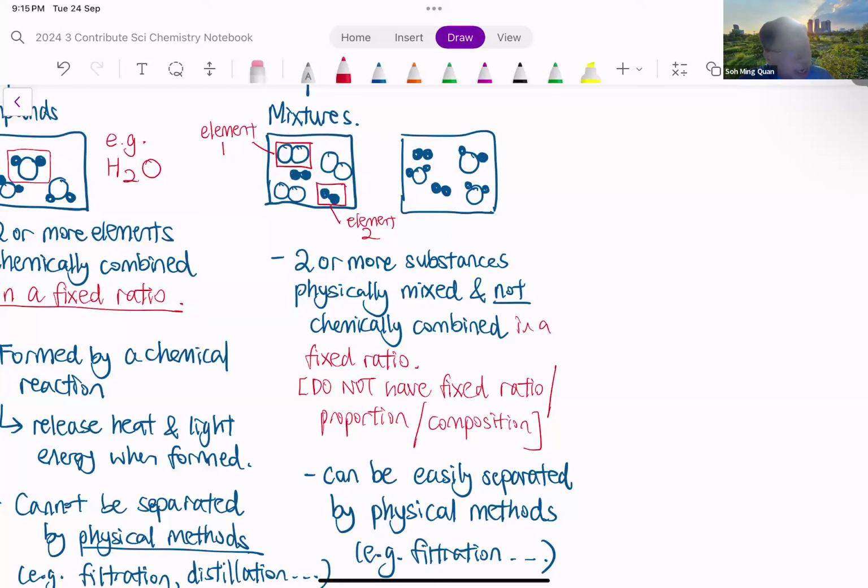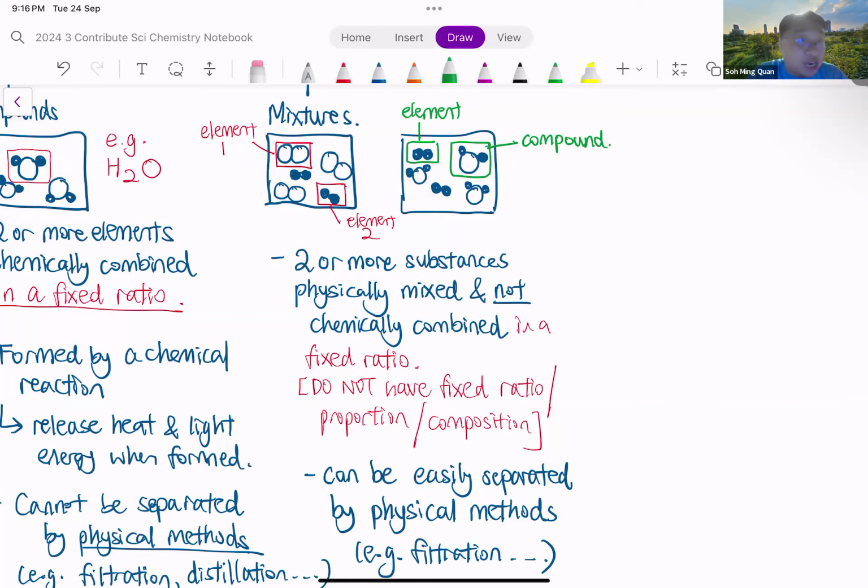And then on the right-hand side, what you have is an element and a compound. And therefore, mixtures can also be a mixture of an element and a compound. So mixtures, there's a diversity here. You can mix elements together. You could mix elements and compounds together. You could also mix compounds and compounds together.